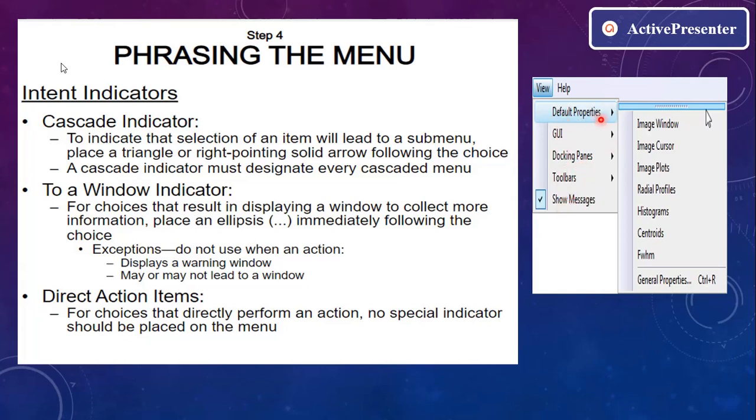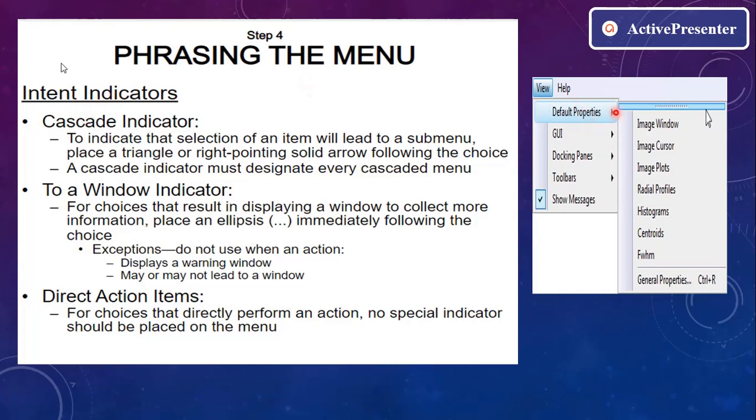If you look carefully, you can see a particular shape presented here. Is it a triangle, or a right pointing solid arrow that is placed? And in some cases, here in one more menu, you have a choice called general properties with dotted lines after it. After general properties, you have certain dots. So there is some meaning for writing these dots and these arrow marks. Let us see that.